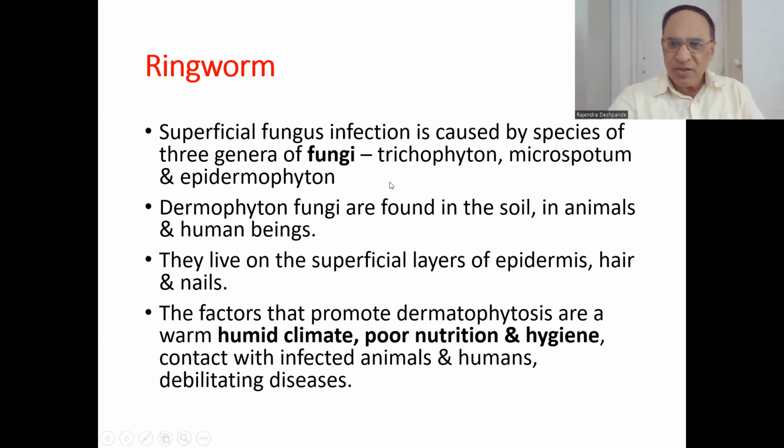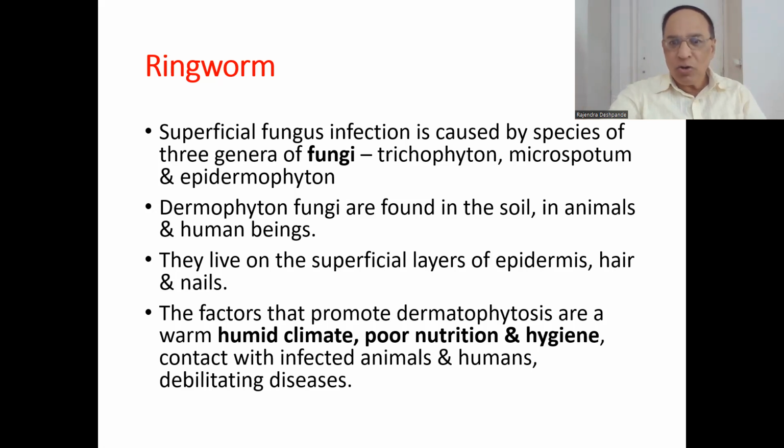Superficial fungus infection. See the cursor. I will try to show you the cursor. Can you see? Cursor is moving on the screen. Fungus infection caused by the species of 3 genera of fungi: Trichophyton, Microsporum, and Epidermophyton. Forget, I don't care what is the name. Fungus is okay. Dermatophyte fungi are found in the soil, also in the animals and in the human beings. They live on the superficial layers of the epidermis, hair, and also nails. Remember this. 3 things will be affected: skin, nails, hair.